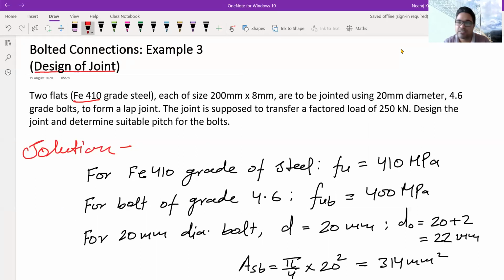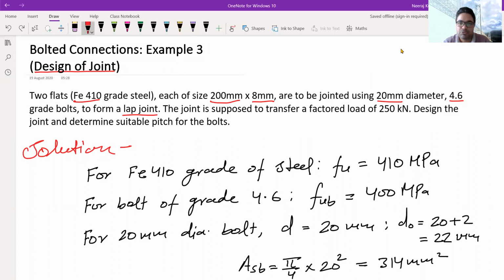The grade of those flat bars is Fe415 grade steel, and each of these flat bars is of size 200 by 8 mm. These two bars are to be jointed using a 20 mm diameter bolt, and the grade of bolt is 4.6. The joint is of lap type, which means there is a lap joint. A lap joint is something like this. It is different from the butt joint.